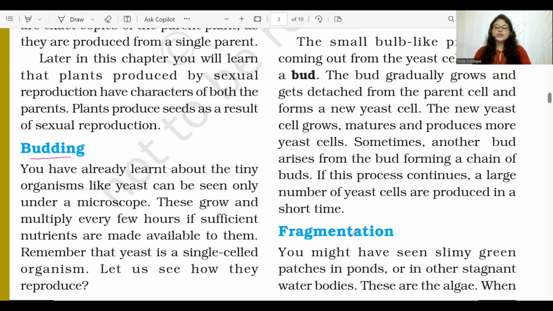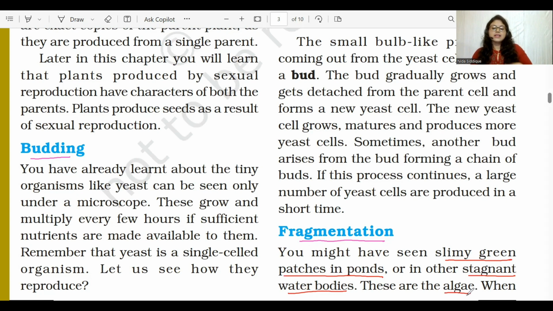Now, let's move on to the next type of asexual mode of reproduction, that is fragmentation. And let us find out which organism is going to reproduce by this method. So you all must have seen some slimy green patches in the ponds or some stagnant water bodies. Stagnant water body means water that does not move. Okay, so a green colored layer forms.